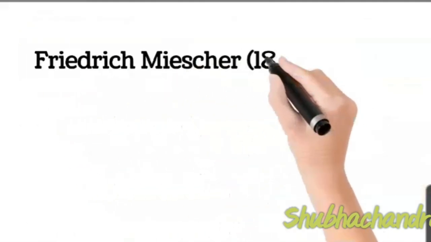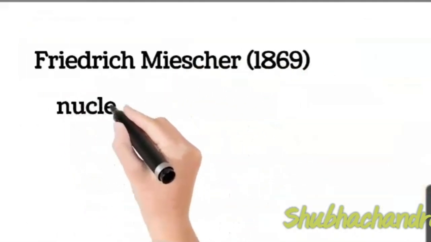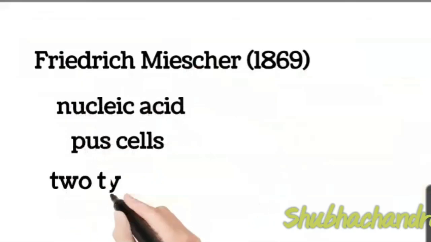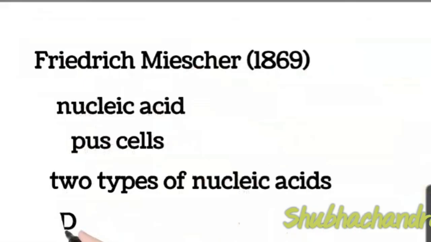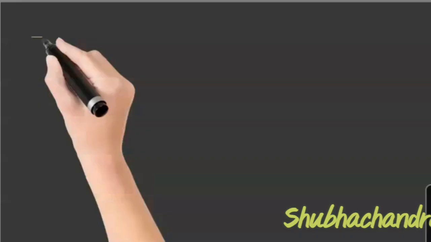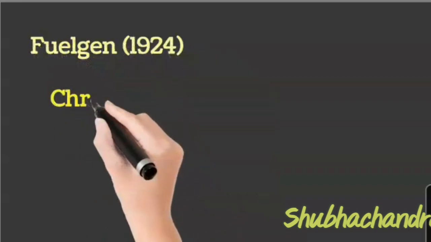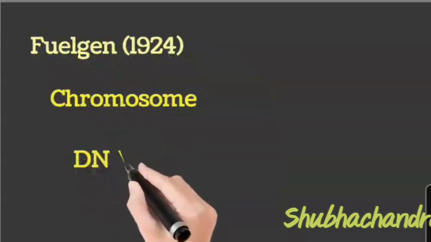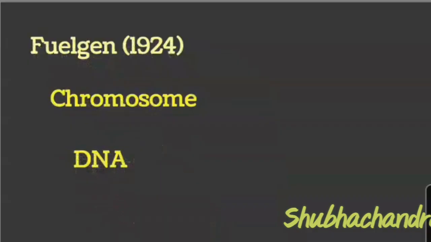differentiate purines and pyrimidines. Friedrich Miescher in 1869 isolated and discovered the nucleic acid from pus cells. There are two types of nucleic acids, DNA and RNA, deoxyribonucleic acid and ribonucleic acid. Feulgen in 1924 said that DNA is present in the chromosomes.